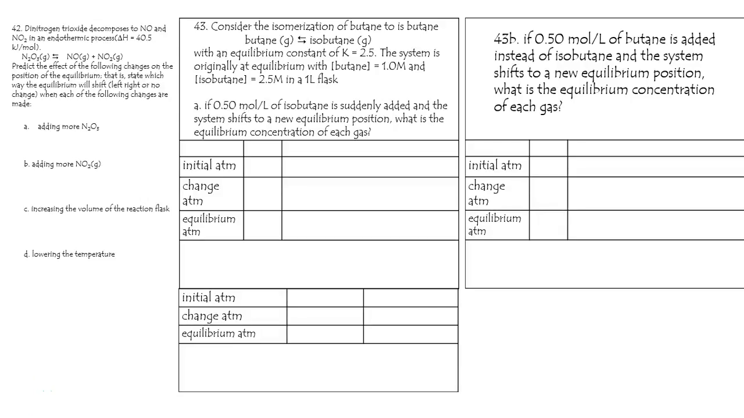Okay, let's try a few equilibrium problems. This is Dr. B, and let's start with some Le Chatelier type problems. We've got some dinitrogen trioxide, which decomposes, and it's endothermic. Predict the effect of changing the position of the equilibrium by doing various things.